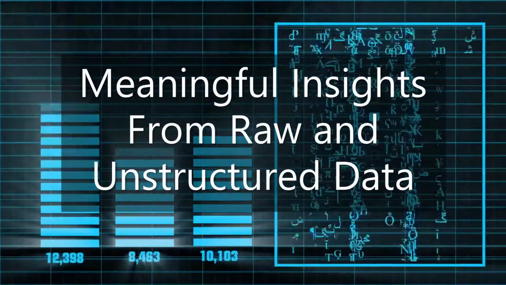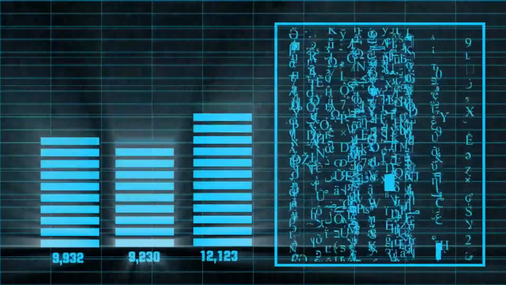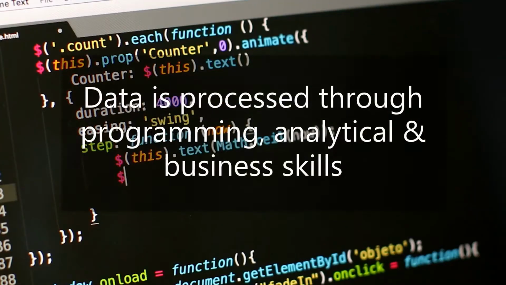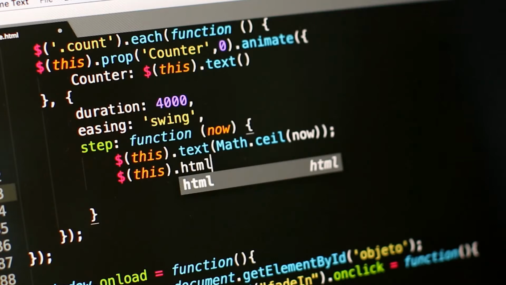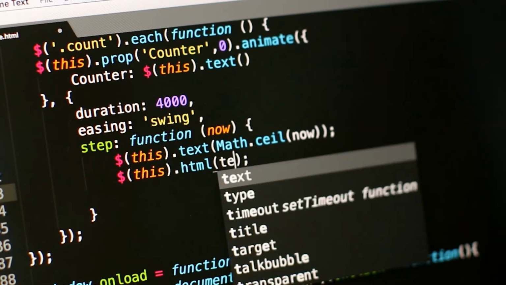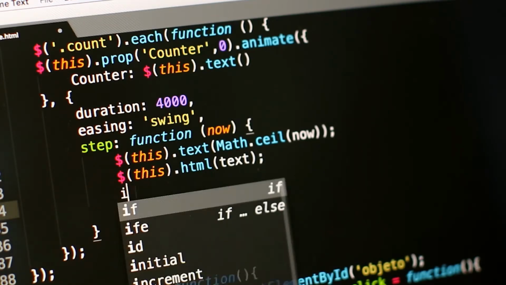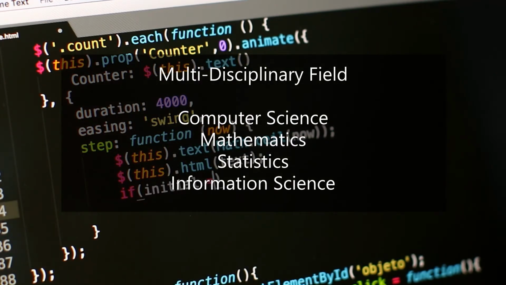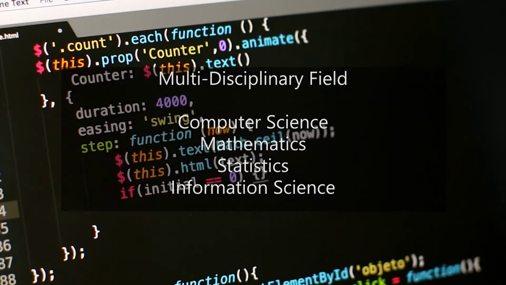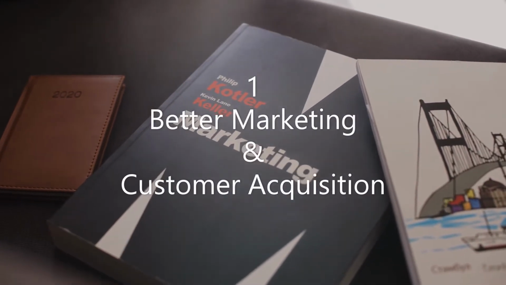Data science is a branch of study which involves obtaining meaningful insights from raw and unstructured data. The colossal amount of data is processed through programming, analytical and business skills. Data science is a multidisciplinary field that uses scientific methods, processes and algorithms to produce knowledge and insights from structured and unstructured data. It utilizes techniques and theories derived from many fields such as computer science, mathematics, statistics and information science.